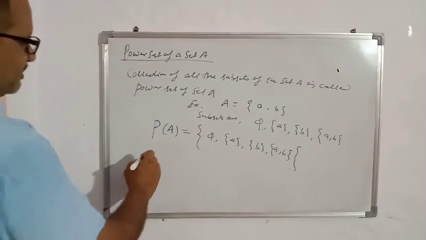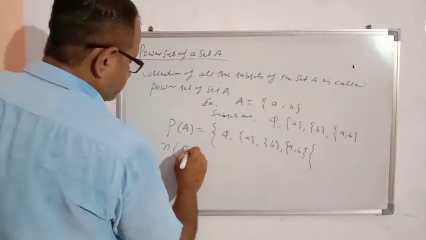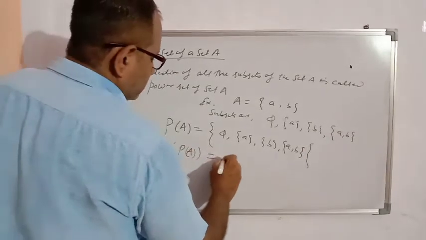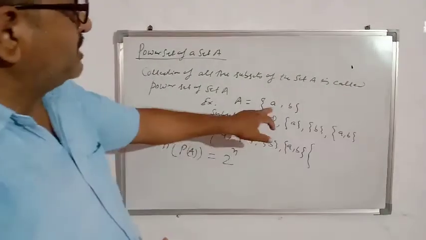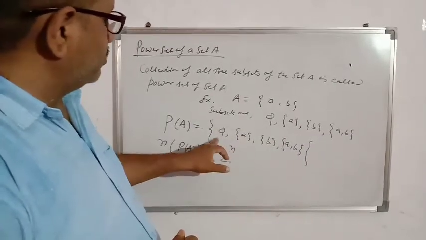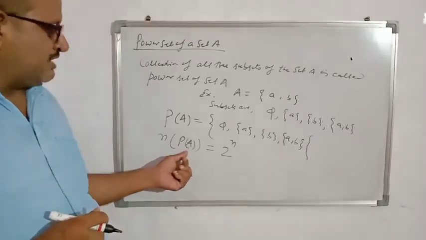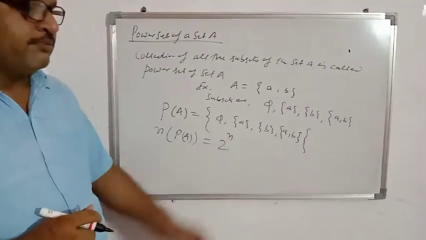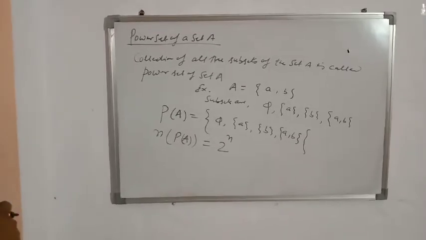So the number of elements in the power set of A will be 2 to the power n. Two elements are there, so 2 to the power 2, total elements will be 4. So the number of elements in the power set is equal to 2 to the power n. So this is the power set of a given set A.